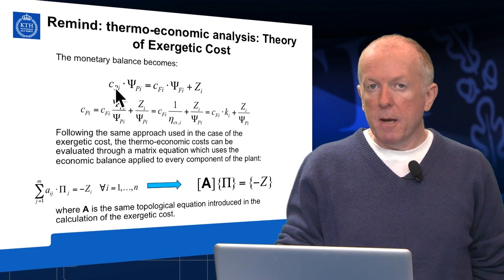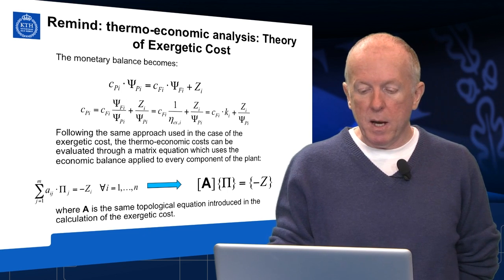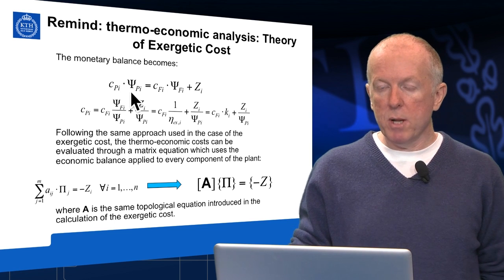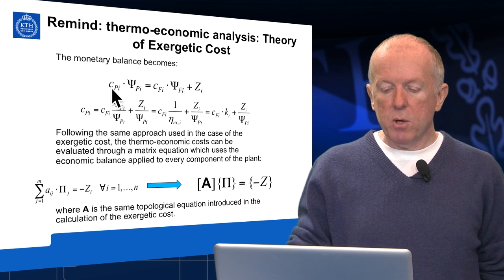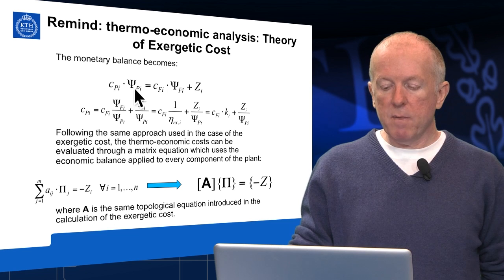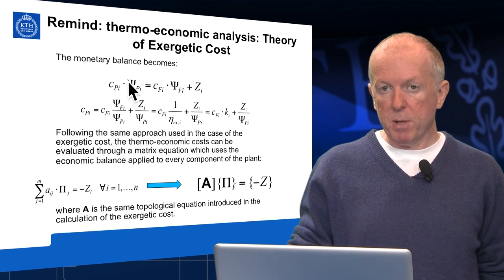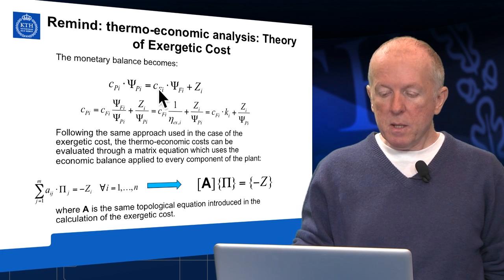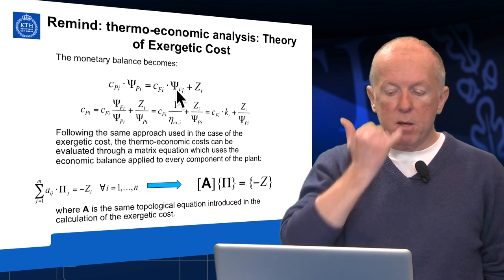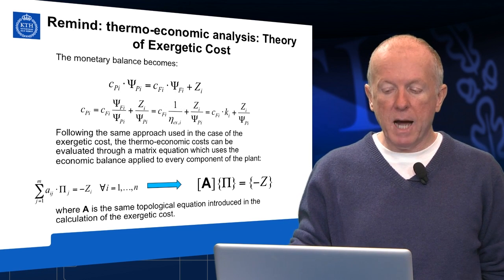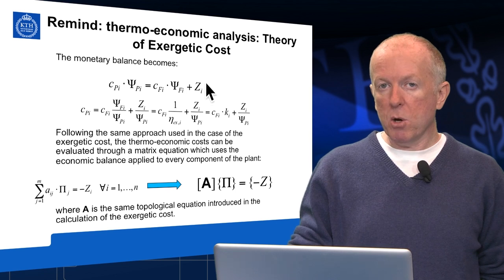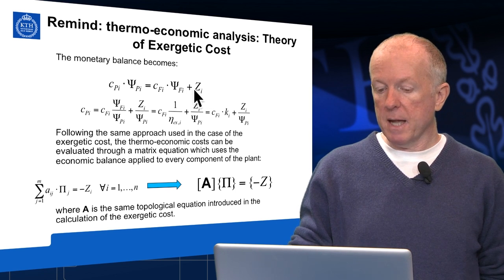So again, we can see that the balance in terms of thermoeconomic cost can be written in the following way after the introduction of the unit thermoeconomic cost. So the unit thermoeconomic cost of the product of the component i, c_P,i, multiplied by the exergy flow of the product of the component i, E_P,i, is equal to, again, the unit thermoeconomic cost of the fuel of the component i, c_F,i, multiplied by the exergy flow of the fuel of the component i, E_F,i, plus, remember, the recovered investment cost of the component i, which is called Z_i.